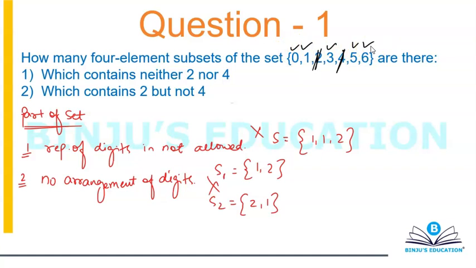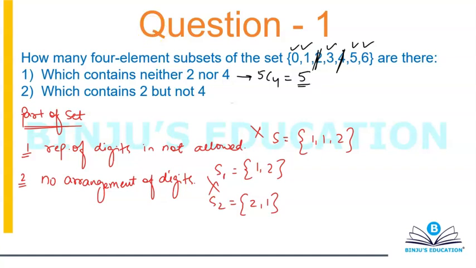You want a 4-element subset. Arrangement is not allowed. Repetition is not allowed. That's like choosing 4 things out of 5 things. That is simply selection. So the answer to the first one will simply be equal to 5C4, and that is equal to 5 possibilities.